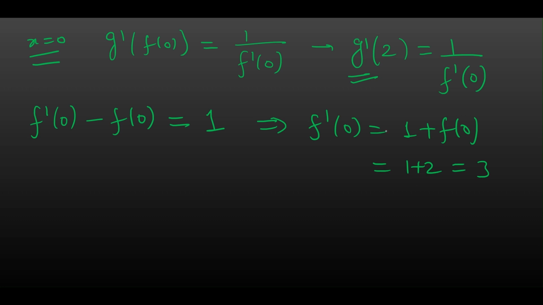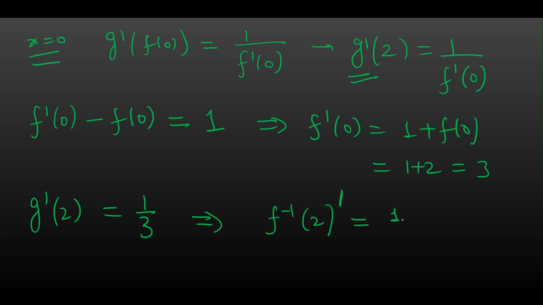And when you substitute the value of f dash of 0, we will get g dash of 2 equals 1 over 3. And if you remember, this was nothing but the derivative of f inverse at x equals 2. This is coming out to be 1 over 3. So this is the final answer that we are getting, and you can see that this was a really nice problem. It involved multiple concepts of calculus.